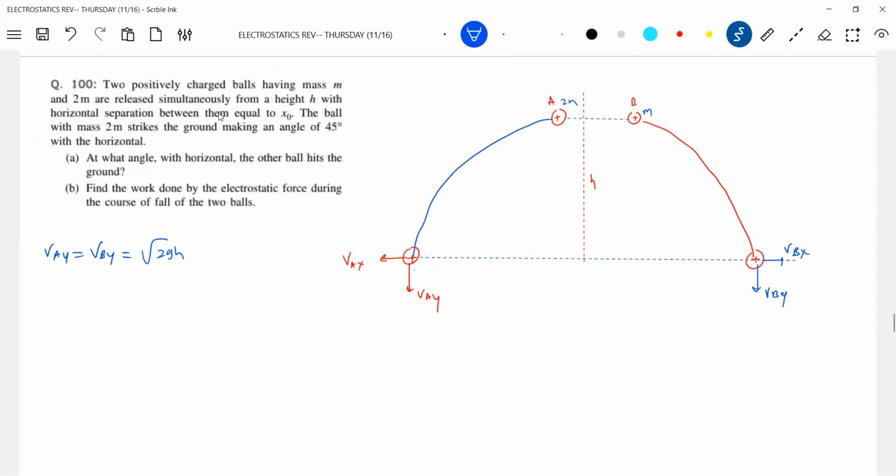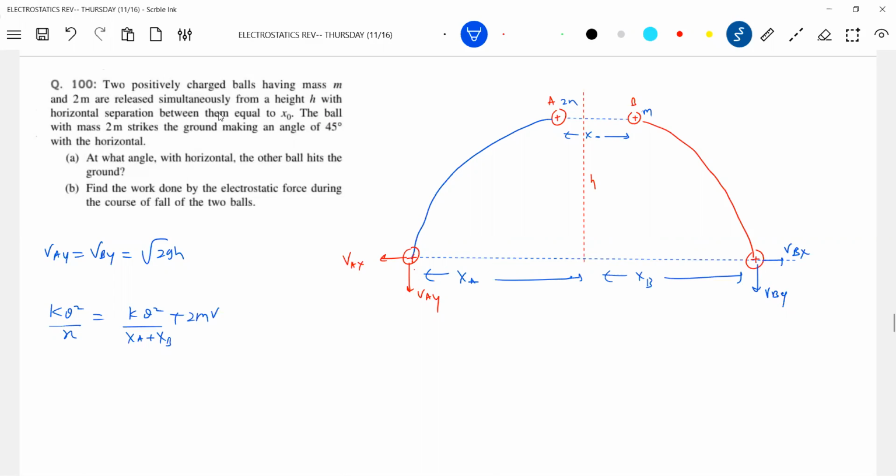What about VBX and VX? They're released from a distance x naught, no? X naught here. So initial kinetic energy, they're released from rest. So KQ square by X naught should be equal to, we'll write finally, this is KQ square by XA plus XB, plus 2m.